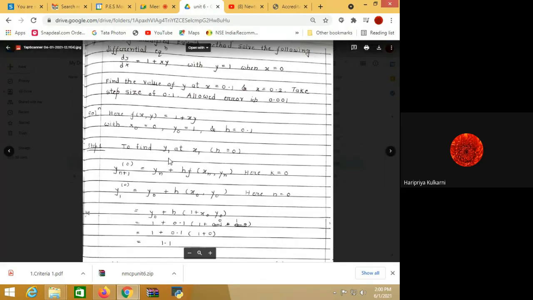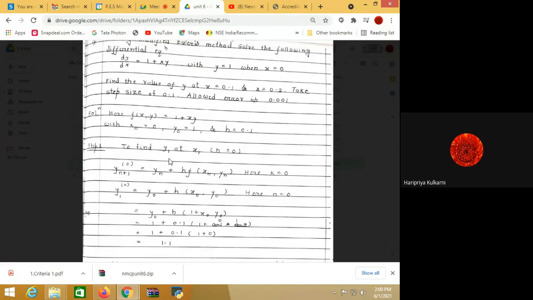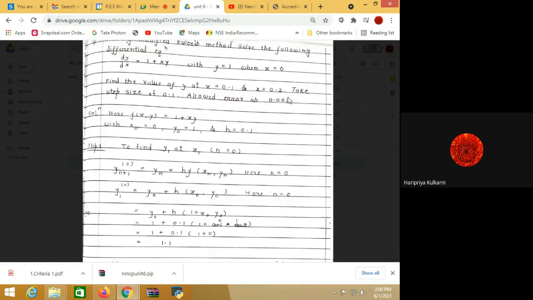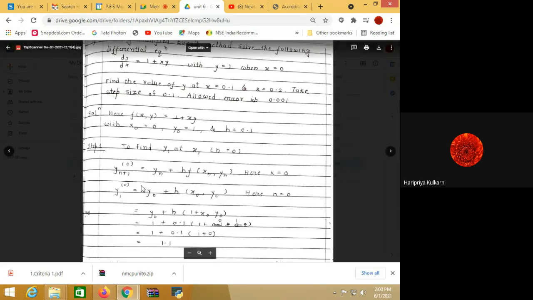Initially you have to use the Euler method formula for finding y1, and then we will apply the modified Euler formula to limit the accuracy up to 3 digits. We'll use the modified Euler method to find the value of y at the corresponding values of x equal to 0.1 and 0.2 separately. So let us find y1.